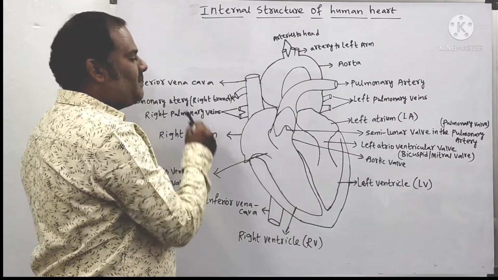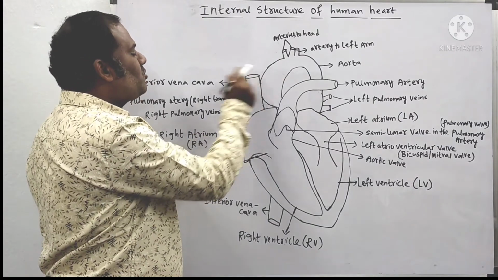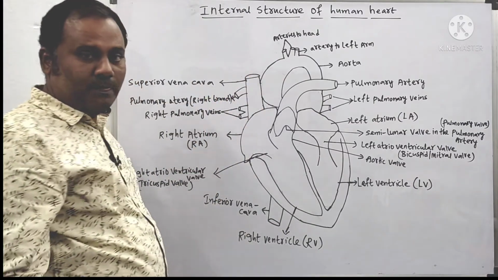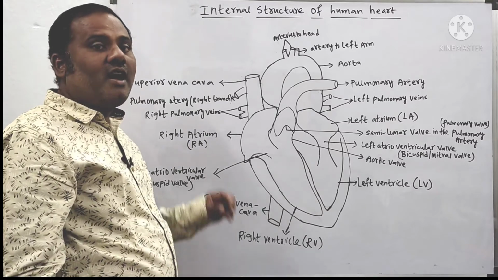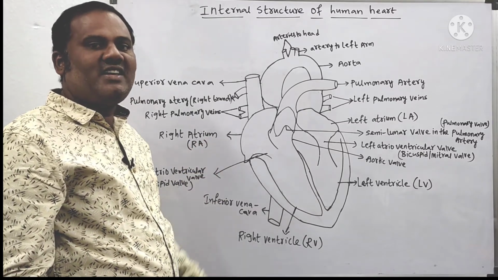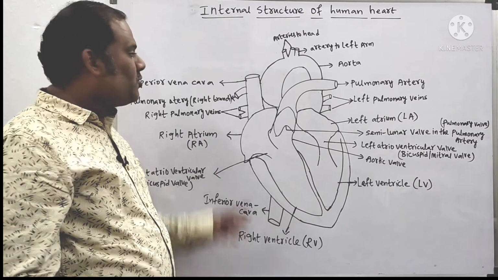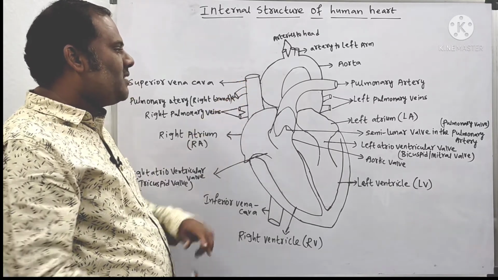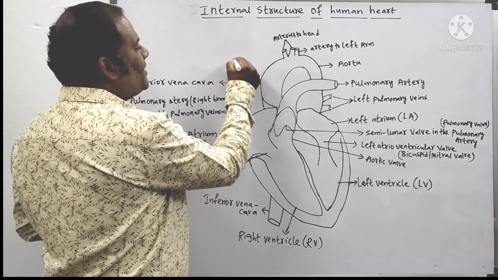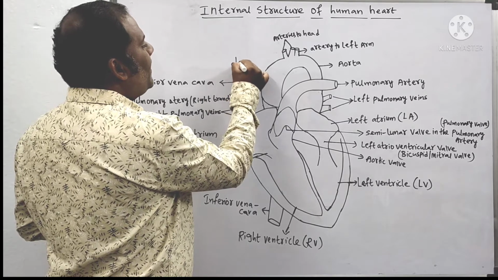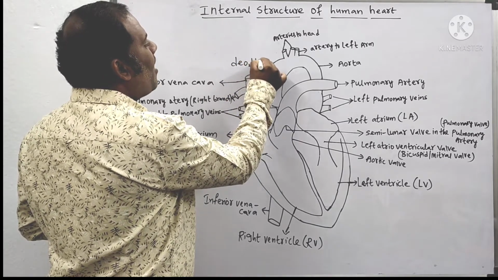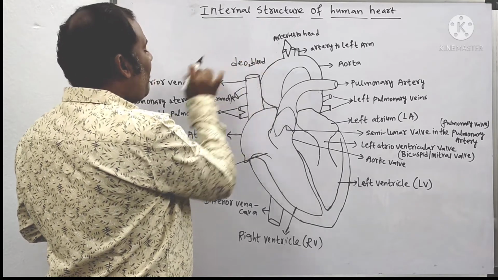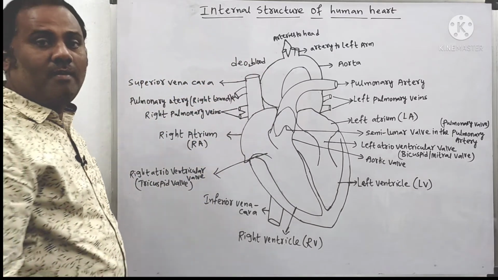Now, come to the blood vessels. You take this one, it is called the superior vena cava. Vena cava means the larger vein is called a vena cava. So the superior vena cava brings what type of blood? It brings deoxygenated blood. What type of blood? Deoxygenated blood. From where? From the upper parts of the body.